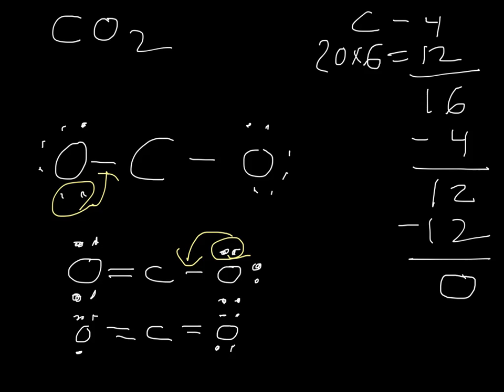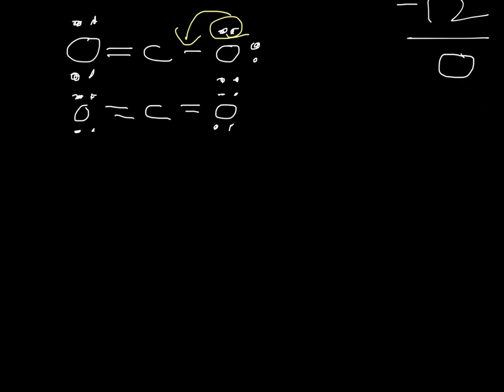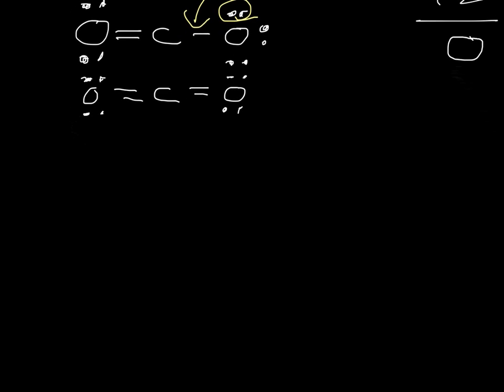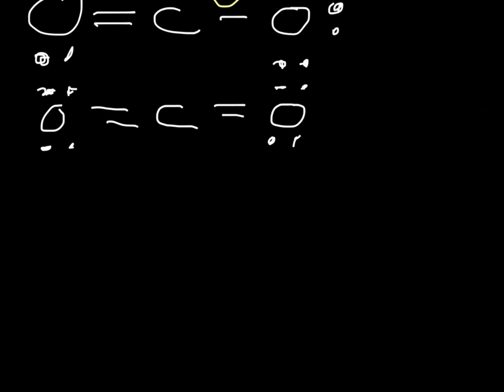It also does something else important. First, it completes our octet rule. 2, 4, 6, 8. Carbon's happy. 2, 4, 6, 8. That oxygen's happy. 2, 4, 6, 8. That oxygen's happy. But in doing this structure for my carbon dioxide here, I'm doing something else.